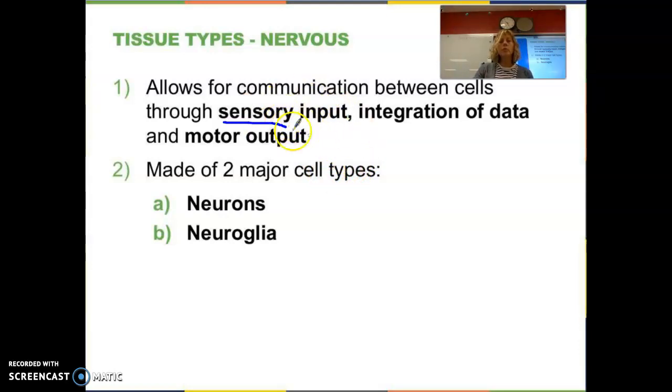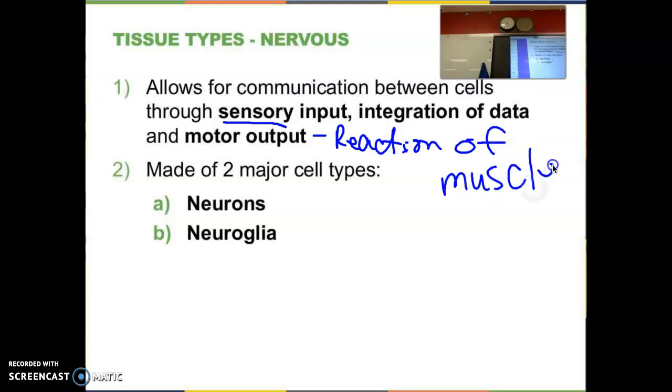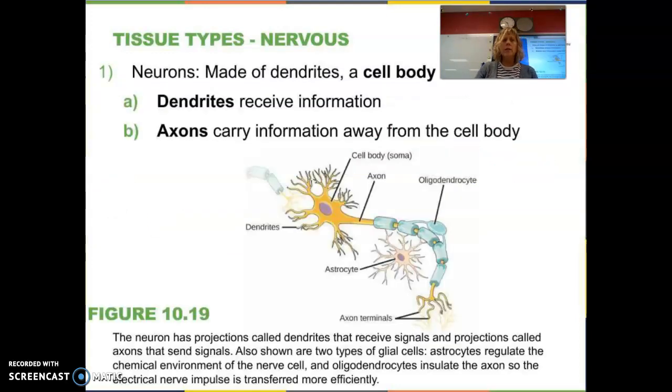So there has to be some sort of sensory input, integration of data, and then motor output. Oh, that's terrible. I got a knot right on there. Motor output is that reaction of the muscle. So when we talk about motor output, it's the reaction of the muscle. There are two main cell types we're going to talk about, neurons and neuroglia.